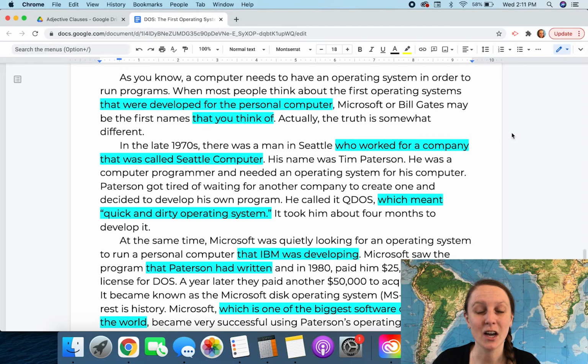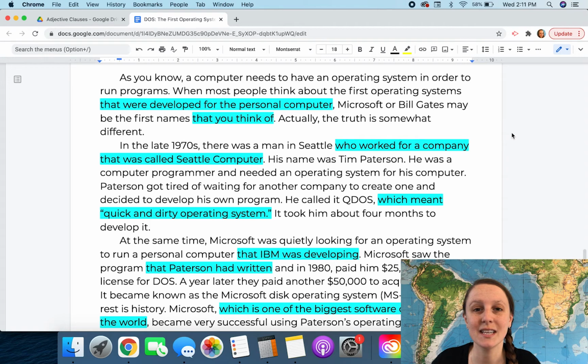Today we're going to talk about reducing adjective clauses. When we reduce an adjective clause, it becomes an adjective phrase. It's not a clause anymore because it doesn't have a subject and verb anymore. So we're going to focus on the rules for reducing adjective clauses to adjective phrases and looking at some examples.